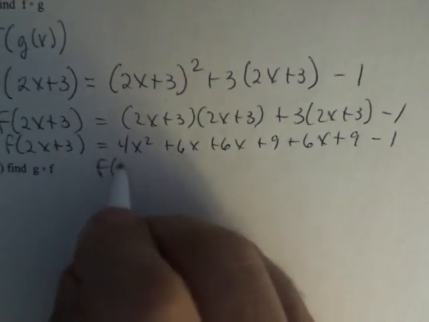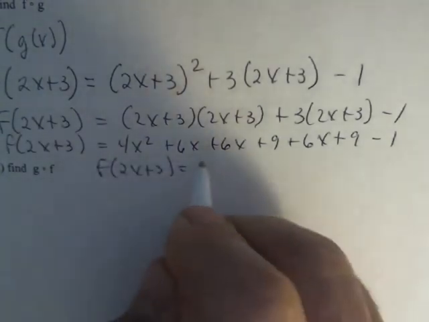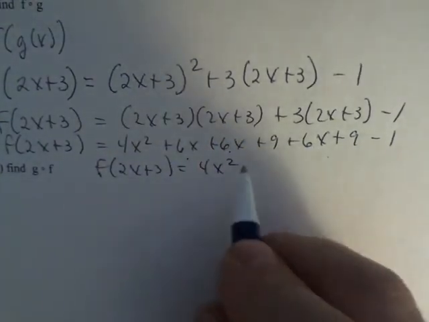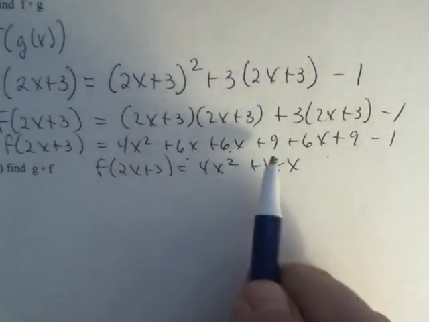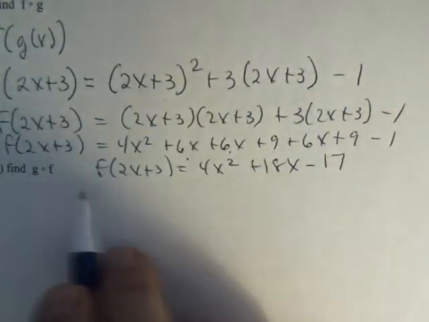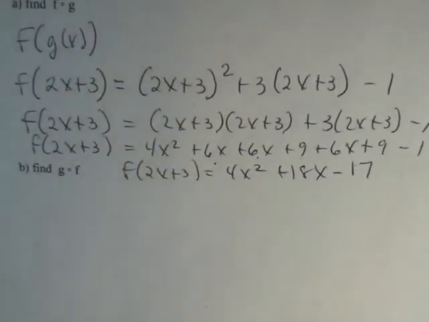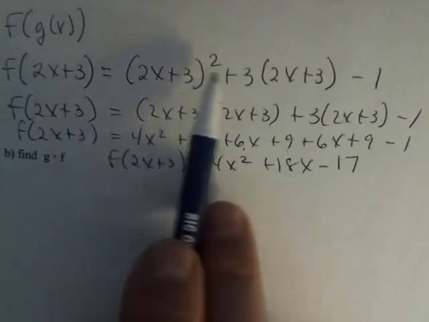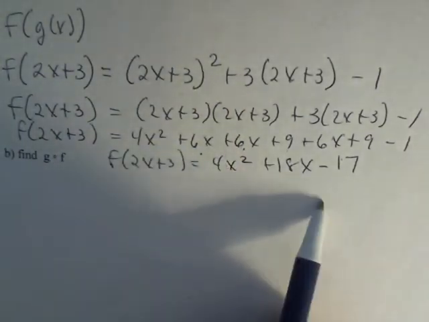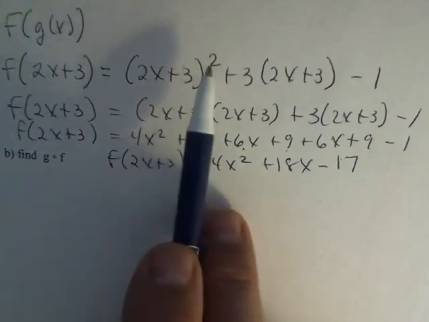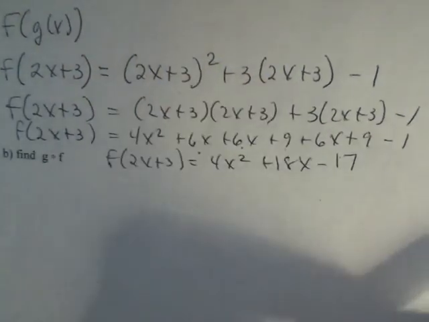Then just combine like terms. So I've got 6x plus 6x plus 6x is 18x. I've got 9 plus 9 is 18, minus 1 is 17. So again, anytime you're doing an evaluation of a function or a composition of functions, you substitute and then simplify the right side and stop right there. And so you're finished there. So that's a little more difficult just because of the operations, the squaring and the multiplying.